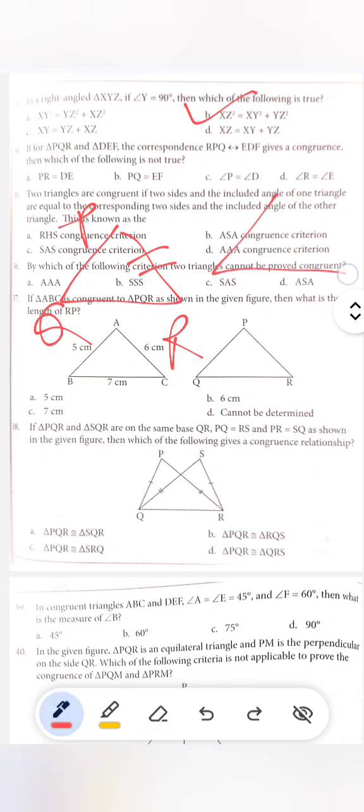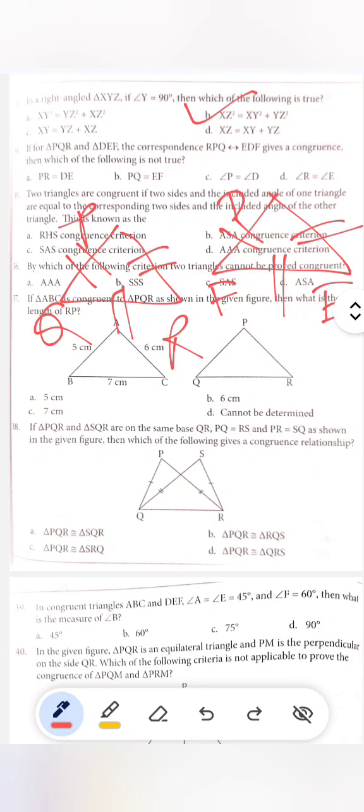Triangle RPQ is congruent to EDF. So it is said that RP is equal to ED, and then PQ should be equal to DF and QR should be equal to EF. So PR is equal to DE. Yes, that is not correct.